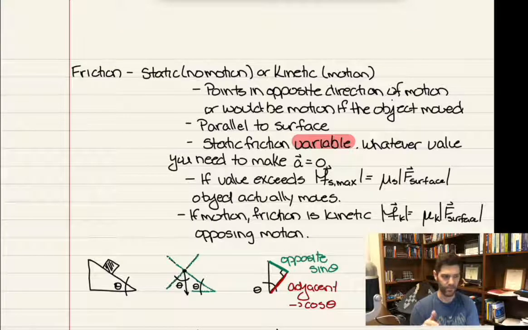Don't always assume horizontal means cosine, vertical means sine, because that's wrong. And we saw that with ramps. The vertical component of gravity is the one that had the cosine, just by the way that the triangles were arranged.